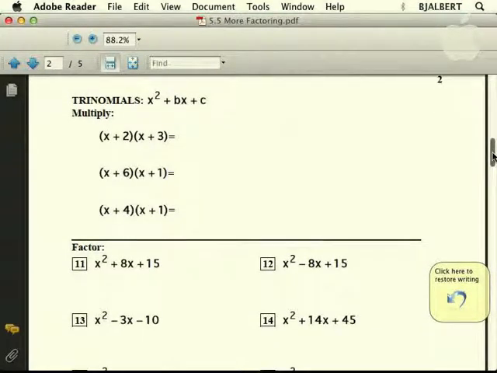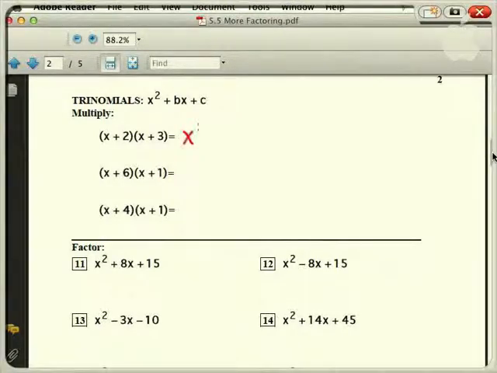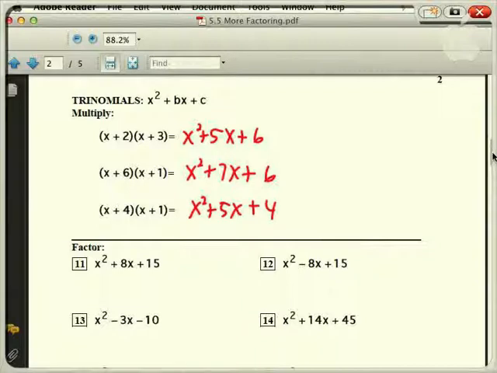Now for something different. If you multiply these out, you get x squared plus 5x plus 6, and x squared plus 7x plus 6, and x squared plus 5x plus 4. Observations. You notice if you add these numbers, you get the middle coefficient. If you multiply these numbers, you get that. And you notice it happened again down here.